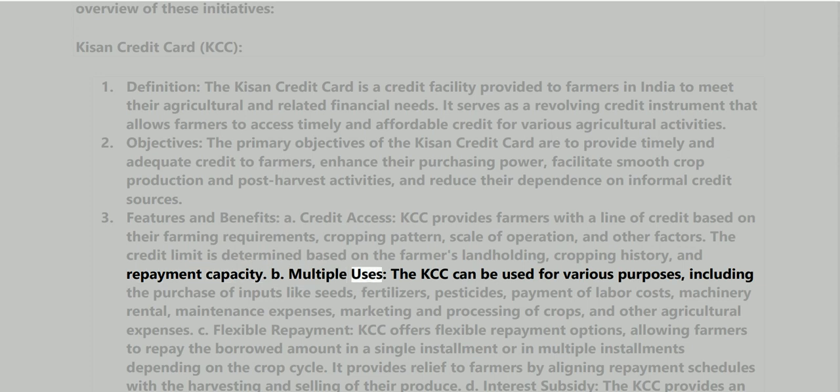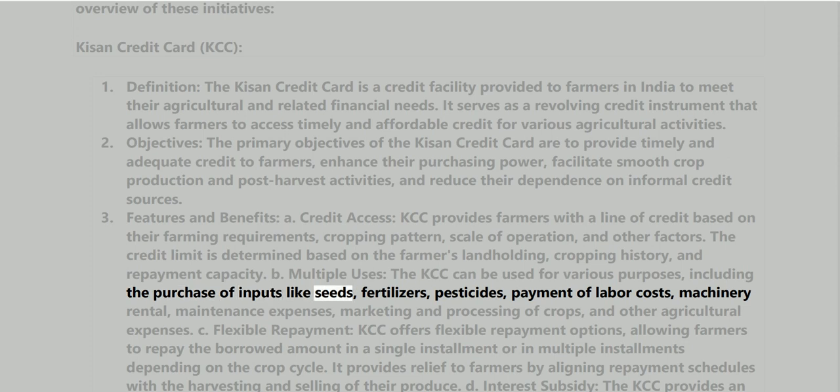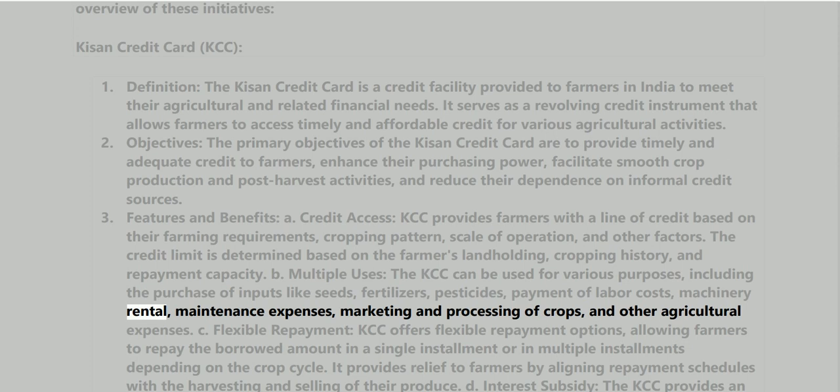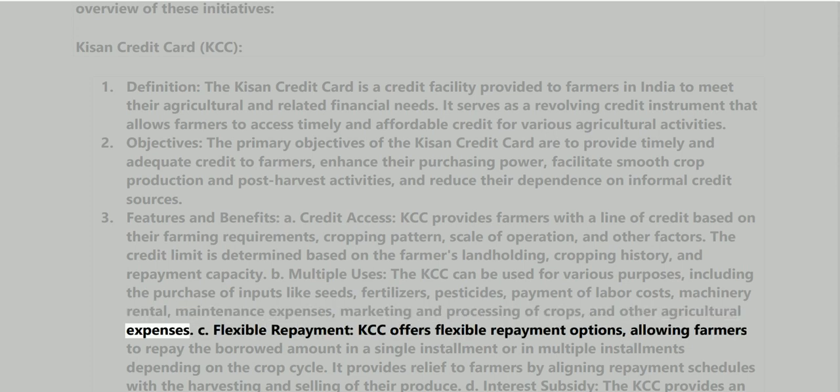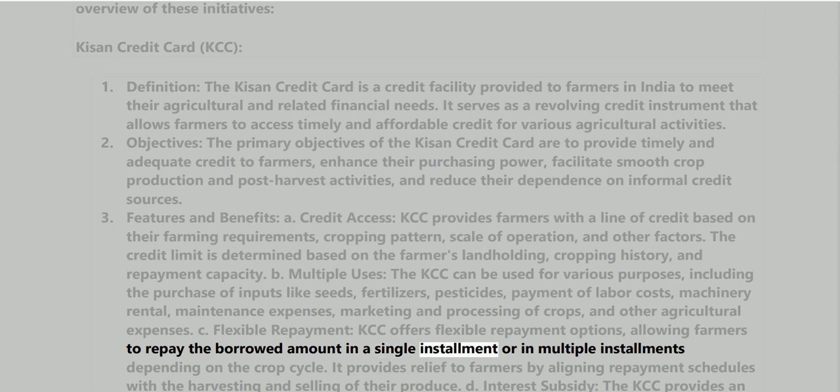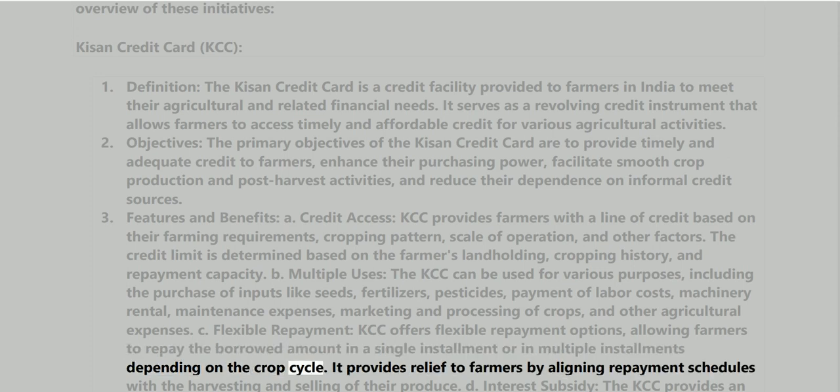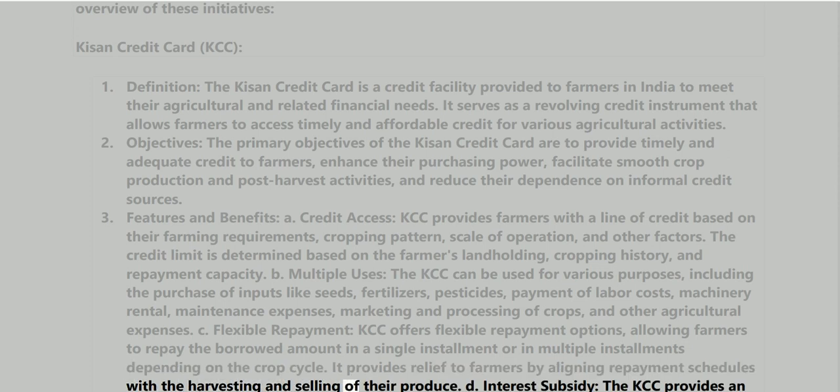B. Multiple uses. The KCC can be used for various purposes, including the purchase of inputs like seeds, fertilizers, pesticides, payment of labor costs, machinery rental, maintenance expenses, marketing and processing of crops, and other agricultural expenses. C. Flexible repayment. KCC offers flexible repayment options, allowing farmers to repay the borrowed amount in a single installment or in multiple installments depending on the crop cycle. It provides relief to farmers by aligning repayment schedules with the harvesting and selling of their produce.